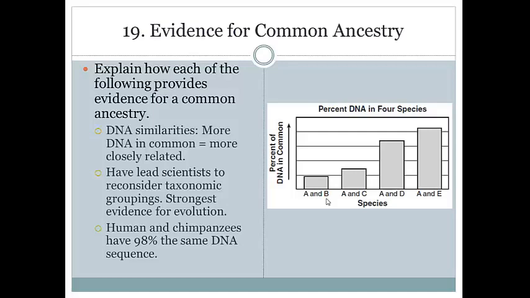So in this picture right here, I have the percent DNA in common for several species. So we see that species A and B have very little DNA in common, so they're probably not very closely related. Species A and E, however, have a high percentage of DNA in common. So A is more closely related to E than it is to any of the other species.